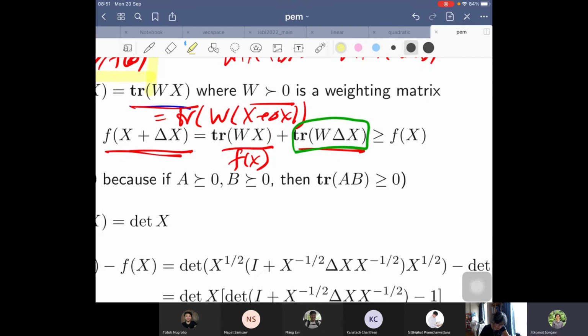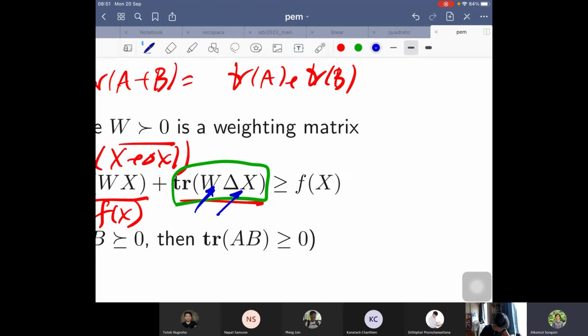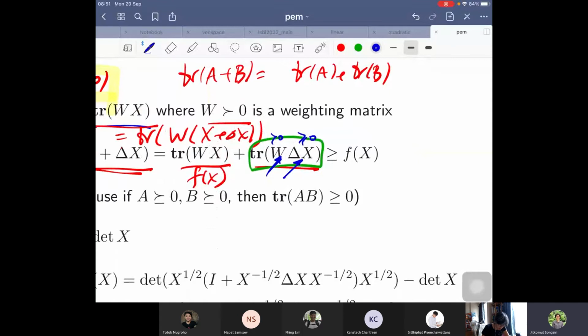So now let's take a look at the green term. Is the green term always non-negative? Now we use the trace property again, that this looks like the trace of a product, all right? It's a product of two terms that are non-negative. W is positive definite, delta X is positive semi-definite. We have this nice property about the trace that if A and B are two positive semi-definite matrices, the trace of the product A B is always non-negative.